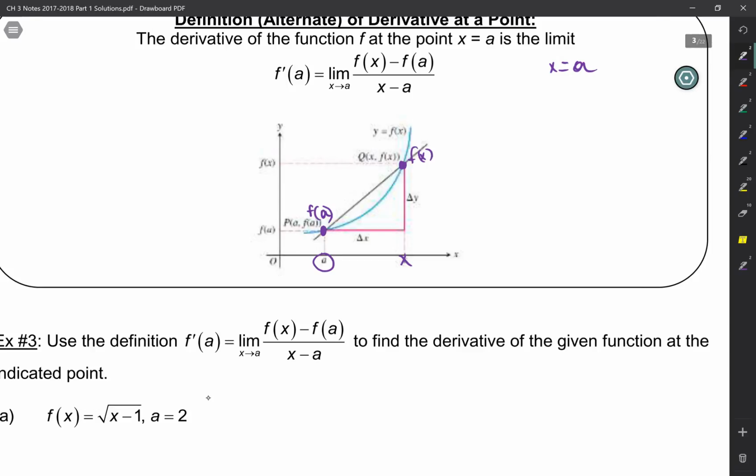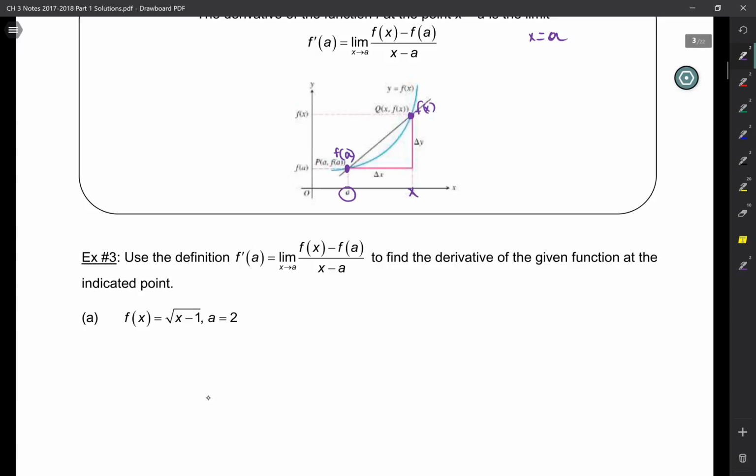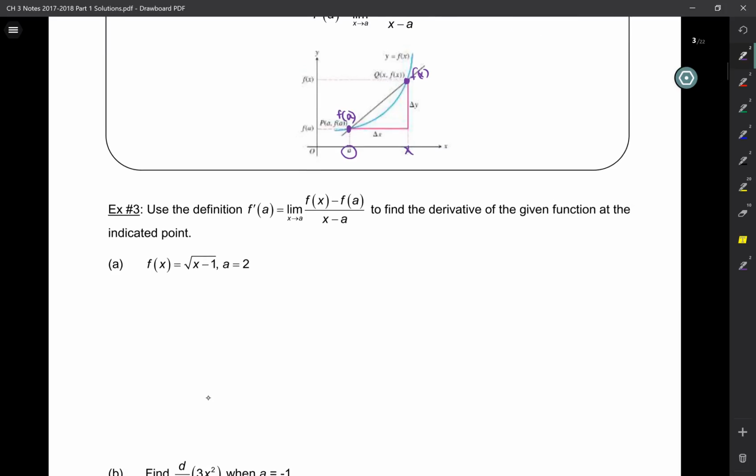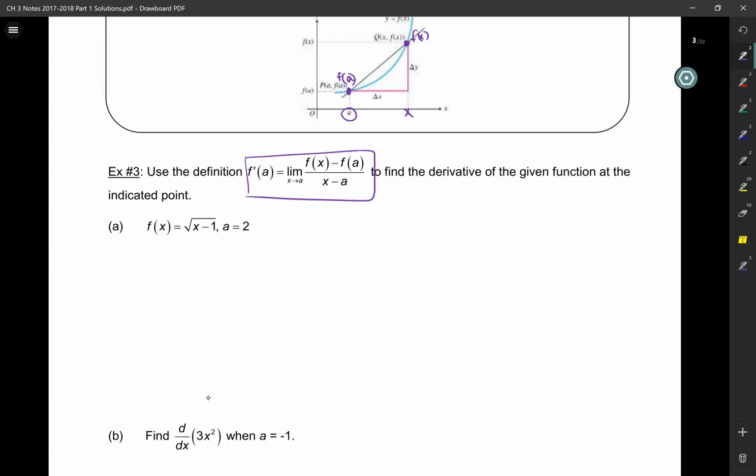But does a have to be 0? No, a is any point. Okay, so now let's use that definition to do this. If there's no specified number, should we say as x approaches a, or x approaches 0? No, a. Okay, so now let's use the definition then.